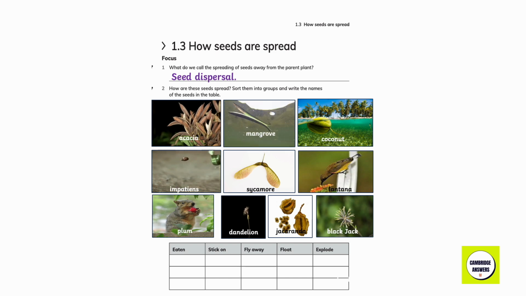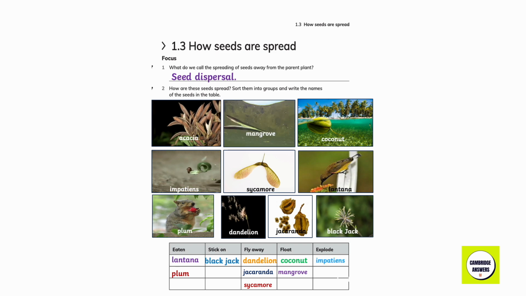Eaten. The seeds that are eaten are lantana and plum. The seeds that get stuck on animals are the seeds of blackjack. Fly away. Dandelion, jacaranda, and sycamore. Float. Coconut and mangrove. Explode. Impatiens and acacia.